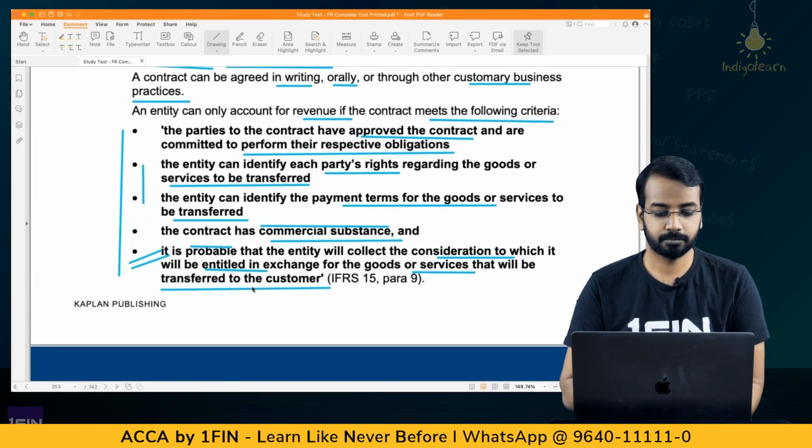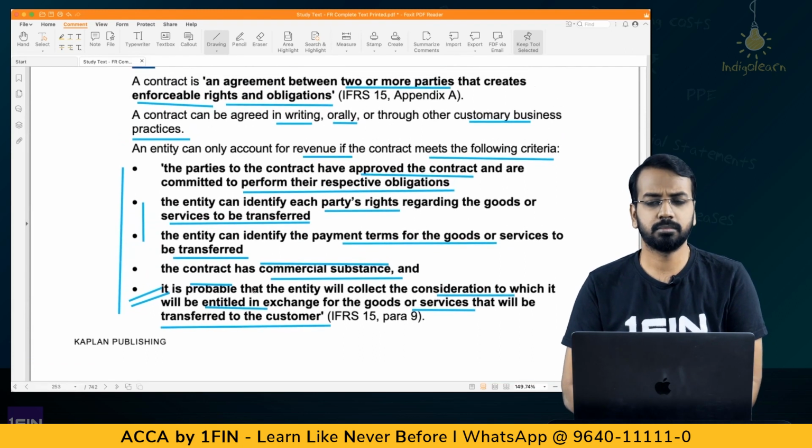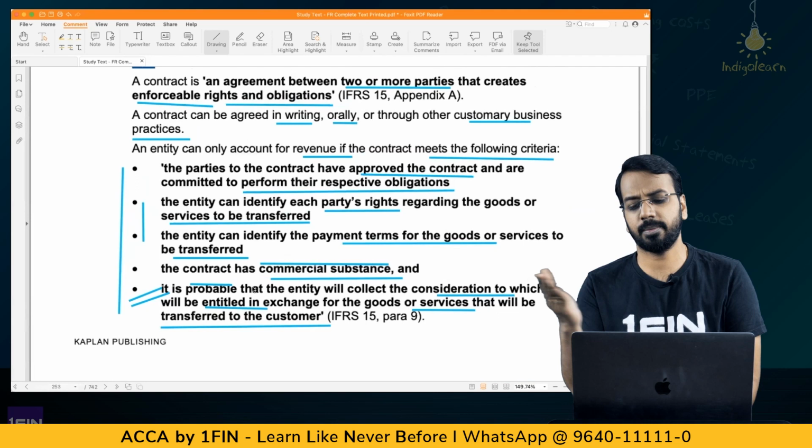Sir, in the same class of customers, payment terms may be different. So how will it be? It'll be different. If it is customer by customer, you have to see the payment terms may be different.